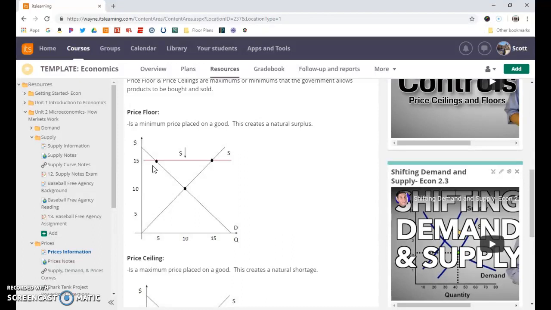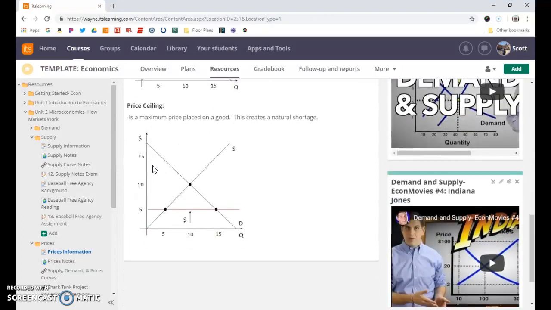Now, what is a price floor? A price floor is basically where the government or some other entity puts the price and makes it fixed, so it cannot go below that price. In this example, the price is stuck at $15. When it's stuck at $15, it creates a natural surplus. The price cannot go down. The price wants to float down to the equilibrium, but in this example, it cannot.